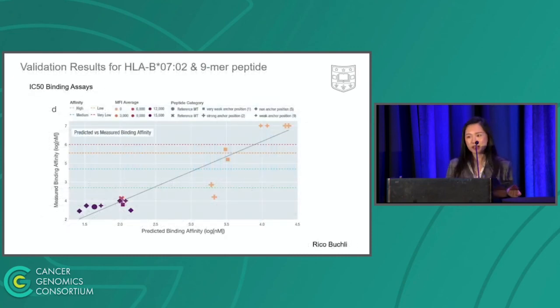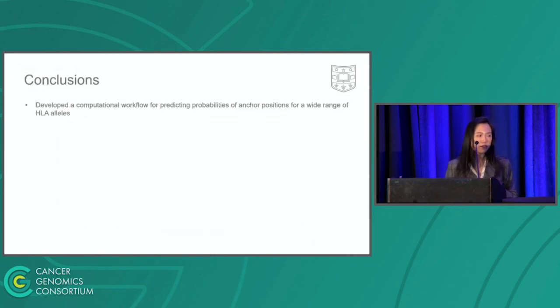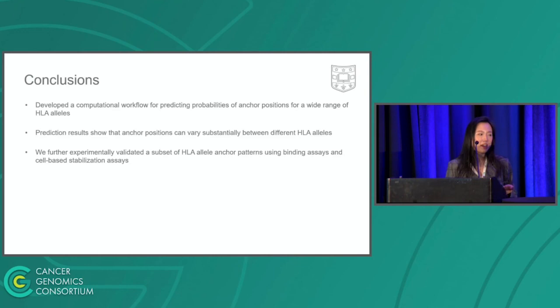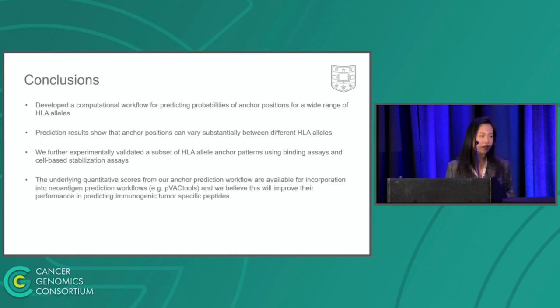We supplemented that information with IC50 binding assays on all those mutated peptides and saw a similar trend. So we saw a nice correlation between our measured binding affinity and the predicted binding affinity, and that really consolidated our anchor hypothesis. So in conclusion, we developed this computational workflow for predicting probabilities of anchor position for a wide range of HLA alleles. Our prediction results do show that anchor positions can vary substantially between the different HLA alleles, and we further experimentally validated this using binding assays and cell-based stabilization assays.